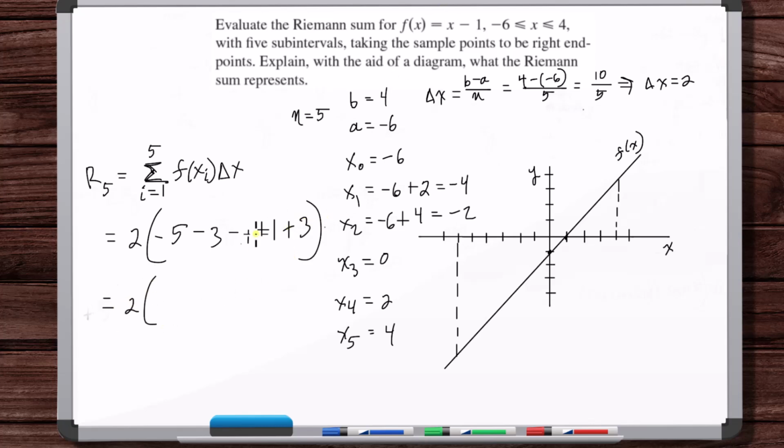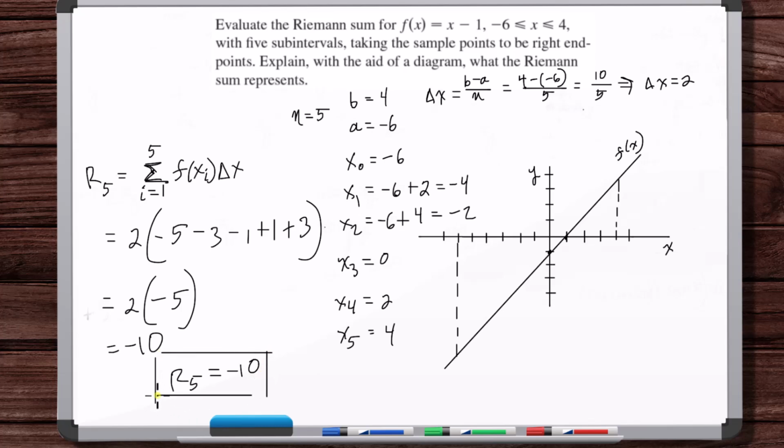So what we've got is minus 5 minus 3 is minus 8, minus 1 is minus 9, plus 1 is minus 8, plus 3 is minus 5. So R5 is equal to minus 10.